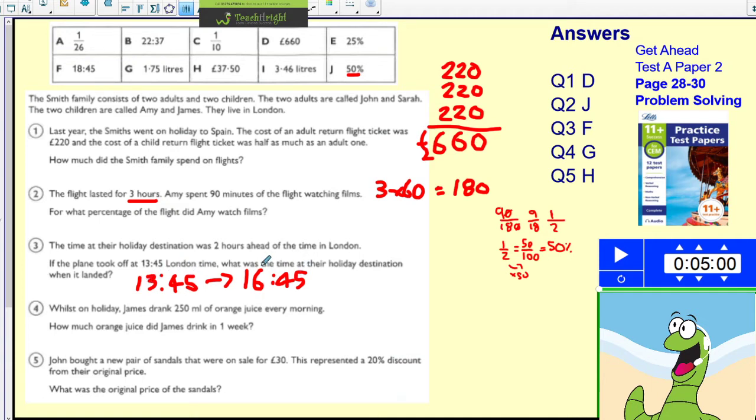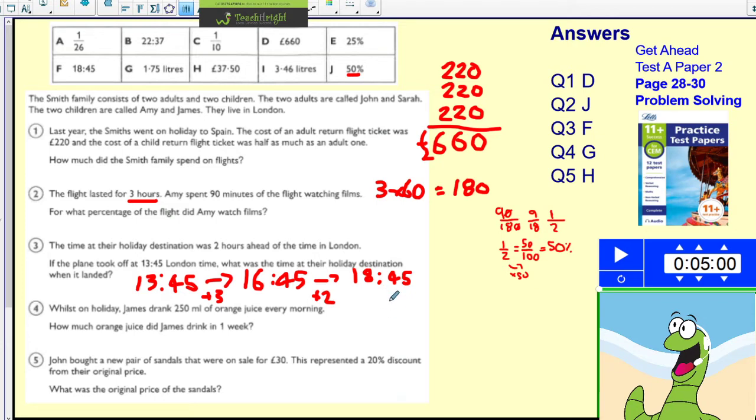We now have to say, okay, well, what time would this London time be at destination time? Well, if it's 2 hours ahead, it means we're going to have to add another 2 hours. So that was adding 3 hours for the flight. This is adding 2 hours for the time difference. That's going to take us to 18:45.